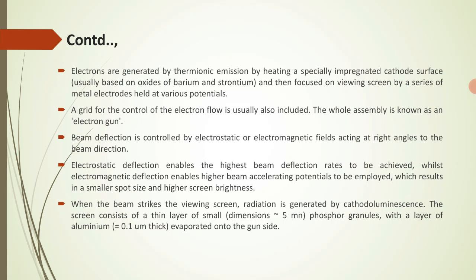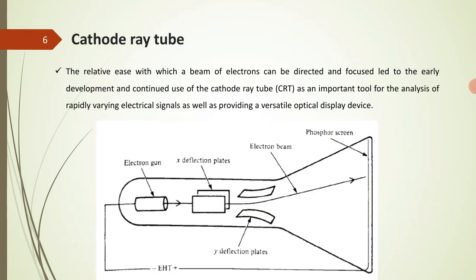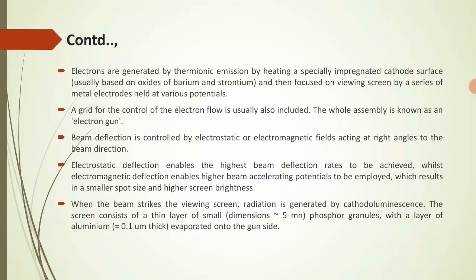So here this electron gun is used to control the flow of electrons, where small grids are present inside, which control the flow of electrons. Due to the external supply, the electrons are generated by external thermionic emission. The electrons get generated and flow through the electron gun. So here the grids are available to control the flow of the electrons.